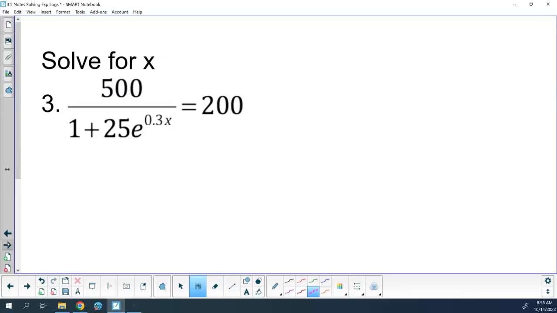Solving a logistic. Now we want to solve this one for x. In the mathematical world, we really consider this over 1, right? And so what we would do is a little term called cross multiplication. Or multiply both sides by the quantity 1 plus 25 times e to the 0.3x power. So we do that, right? Well, that is the same thing as doing this.